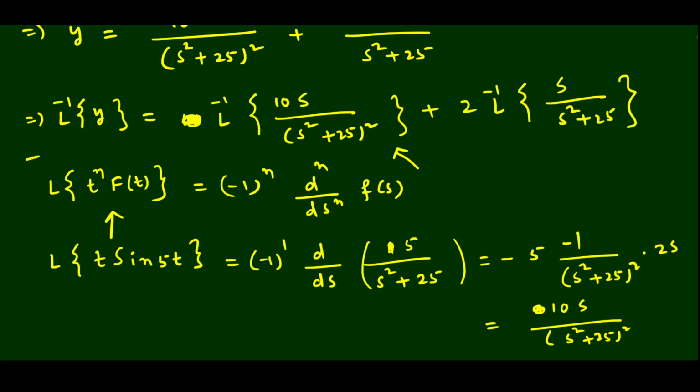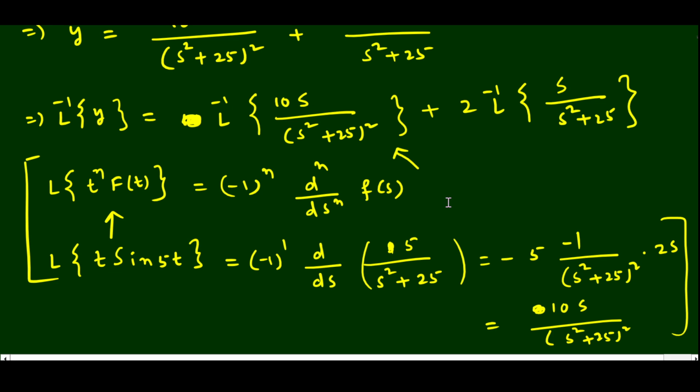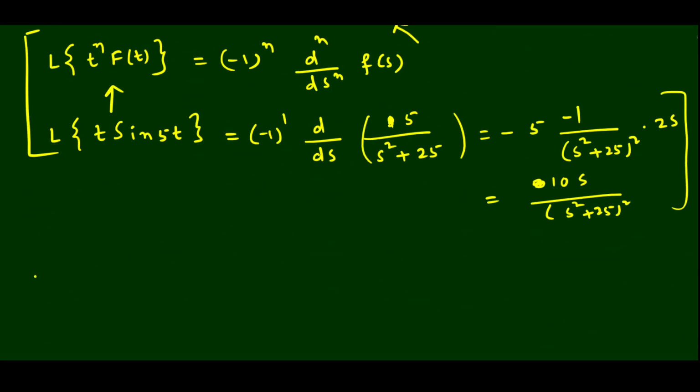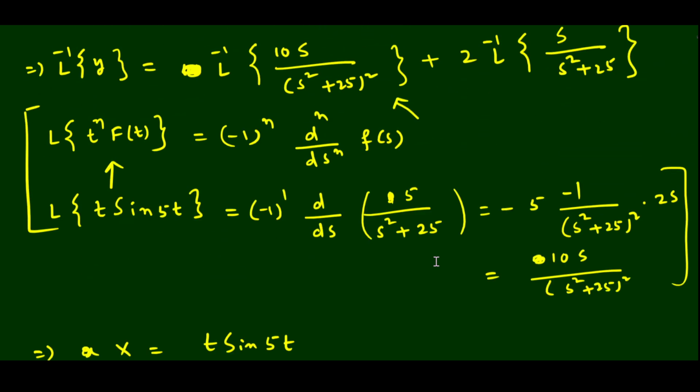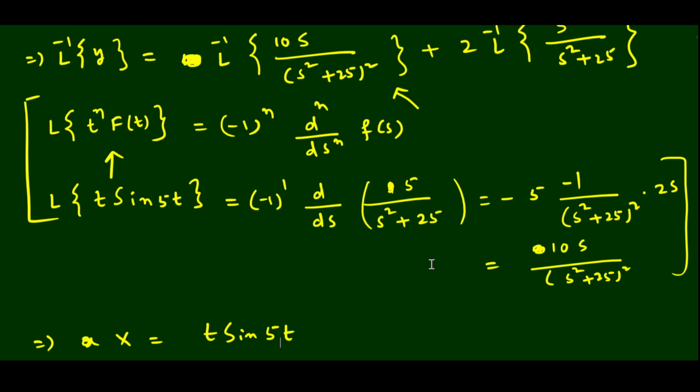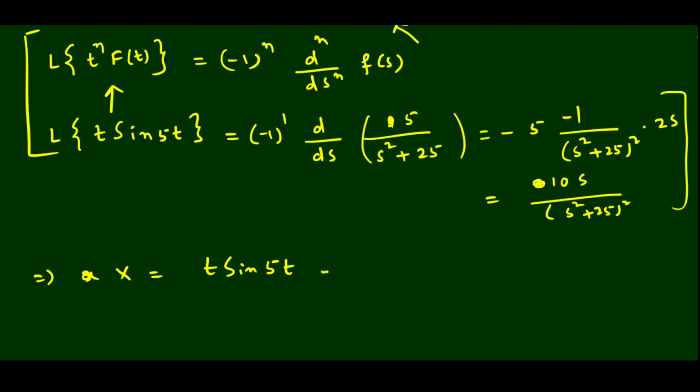So this part you have to do inside. Now what will we get? In the left hand side we have capital X, and this will be t sine 5t after this Laplace transformation. And the last one is 2 into s divided by s square plus 25, so this is 2 into cos 5t. So finally small x is t into sine 5t plus 2 into cos 5t.